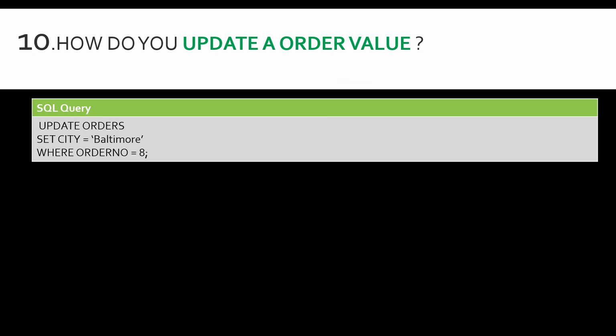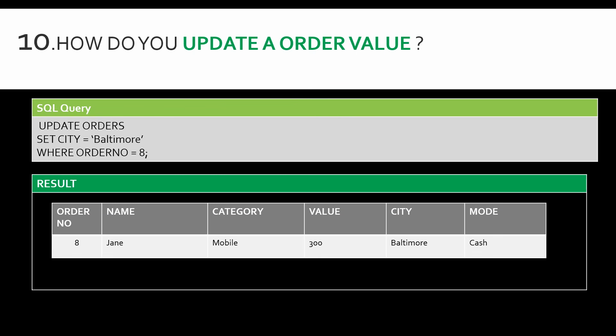Basically, it will search for this particular record. We know it's unique because order number is unique, and then it will look for the city and replace whatever value is there with Baltimore. So post the execution of this query, order number 8 would look something like this. Everything will be the same except the city would be updated from New York to Baltimore.